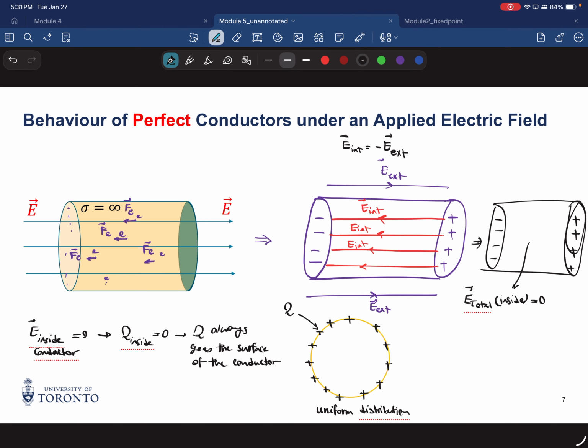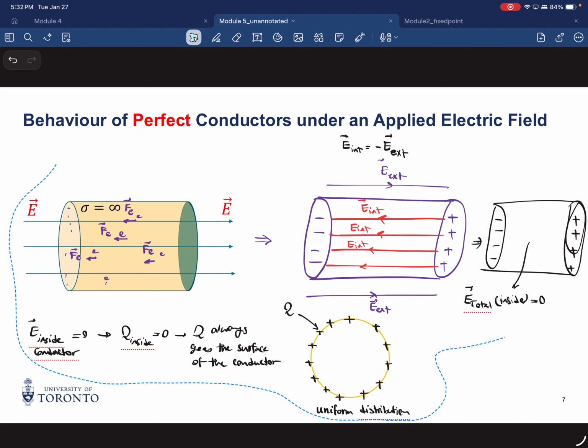And then now, if I consider Gauss's law, okay, I have uniform charges around here. Let me just bring all of this up. I hate this. I just wrote uniform distribution, okay?